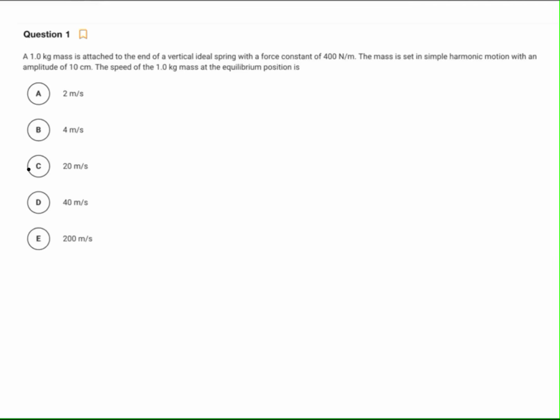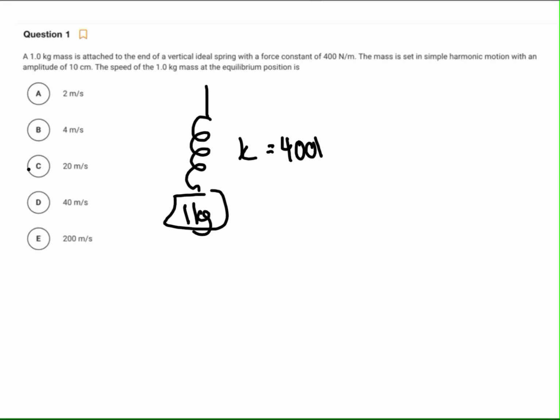Okay, conservation of energy. Here we have a spring, 1 kilogram object, spring constant of 400 newtons per meter. It is pulled down 0.1 meters, 10 centimeters, so that's our x, and then it is let go into periodic motion, harmonic motion. So the question is, what is the speed when it gets back to equilibrium?